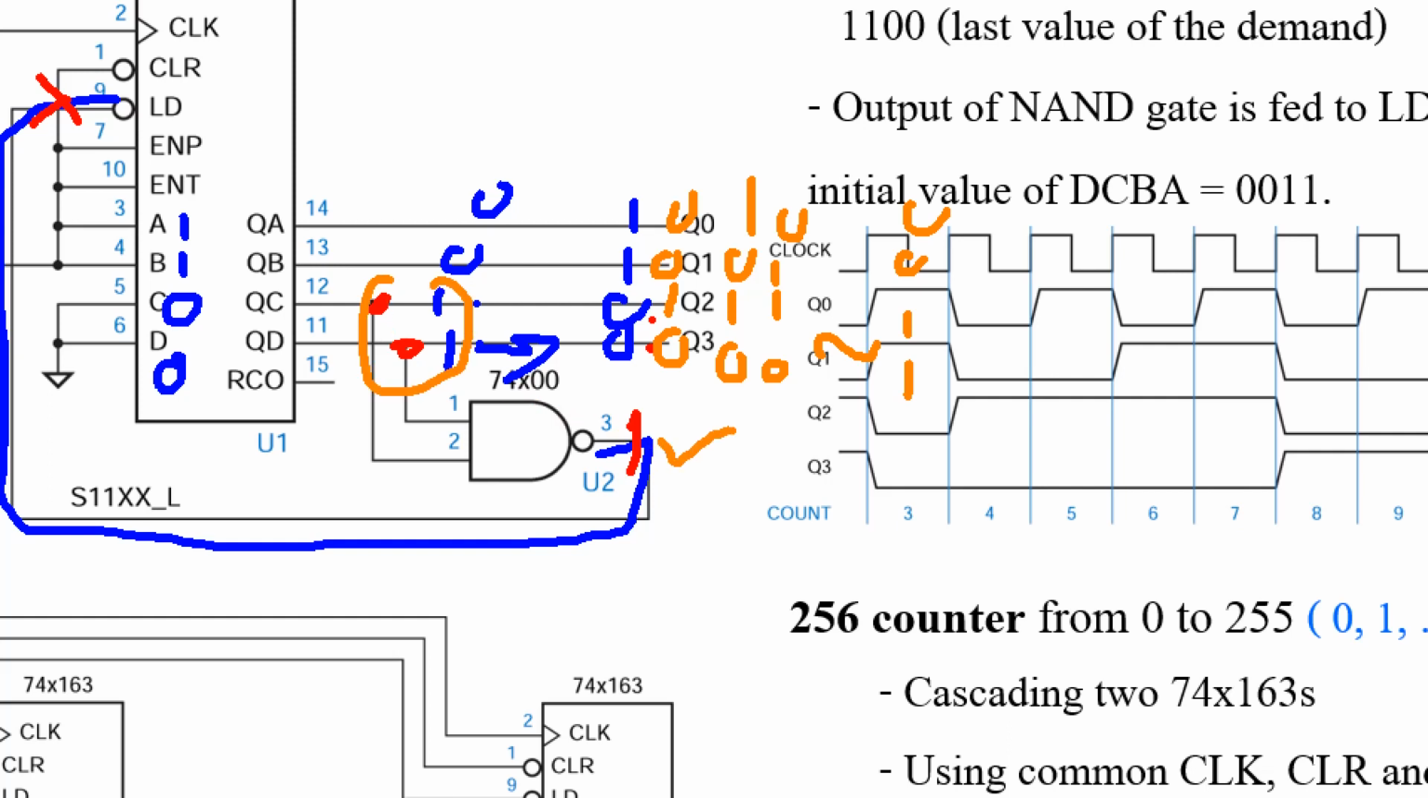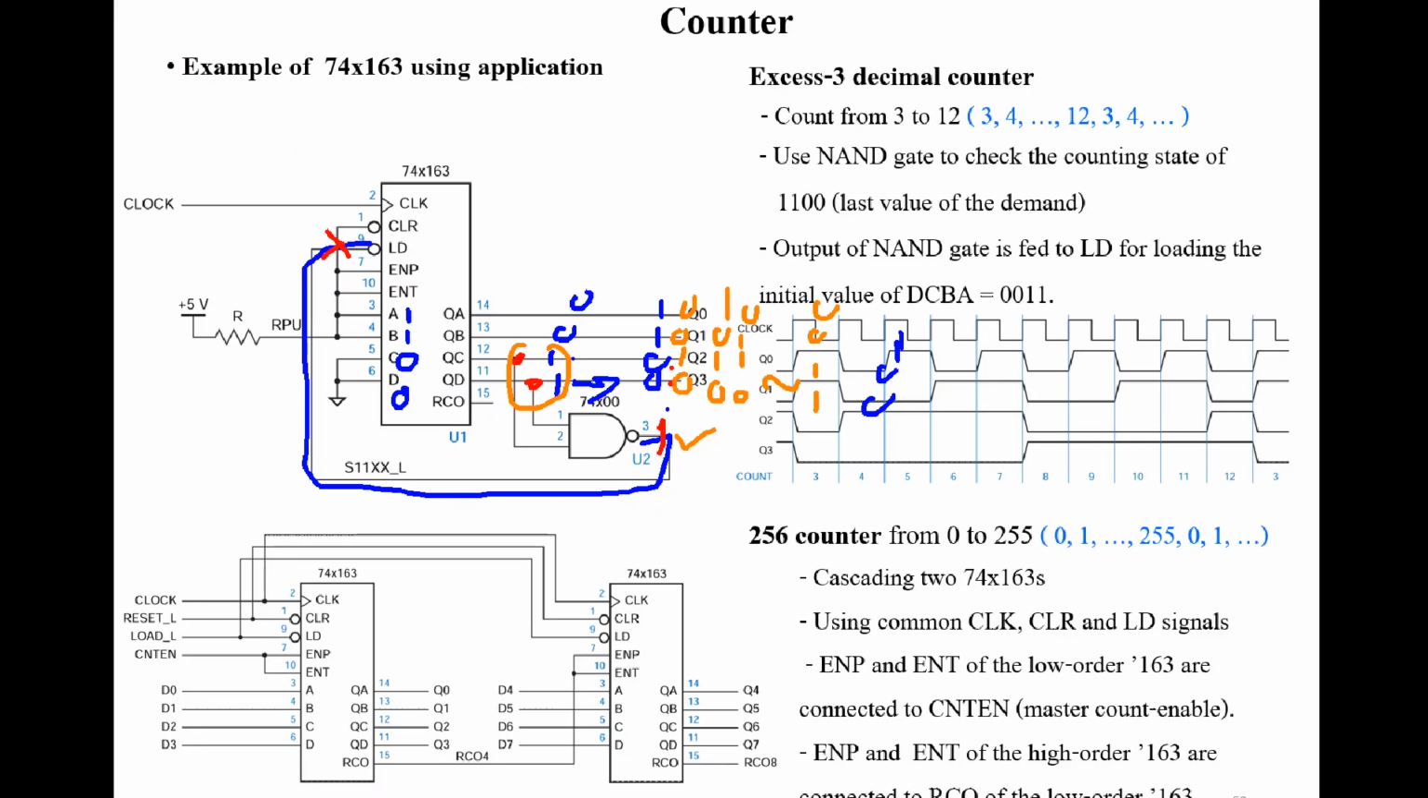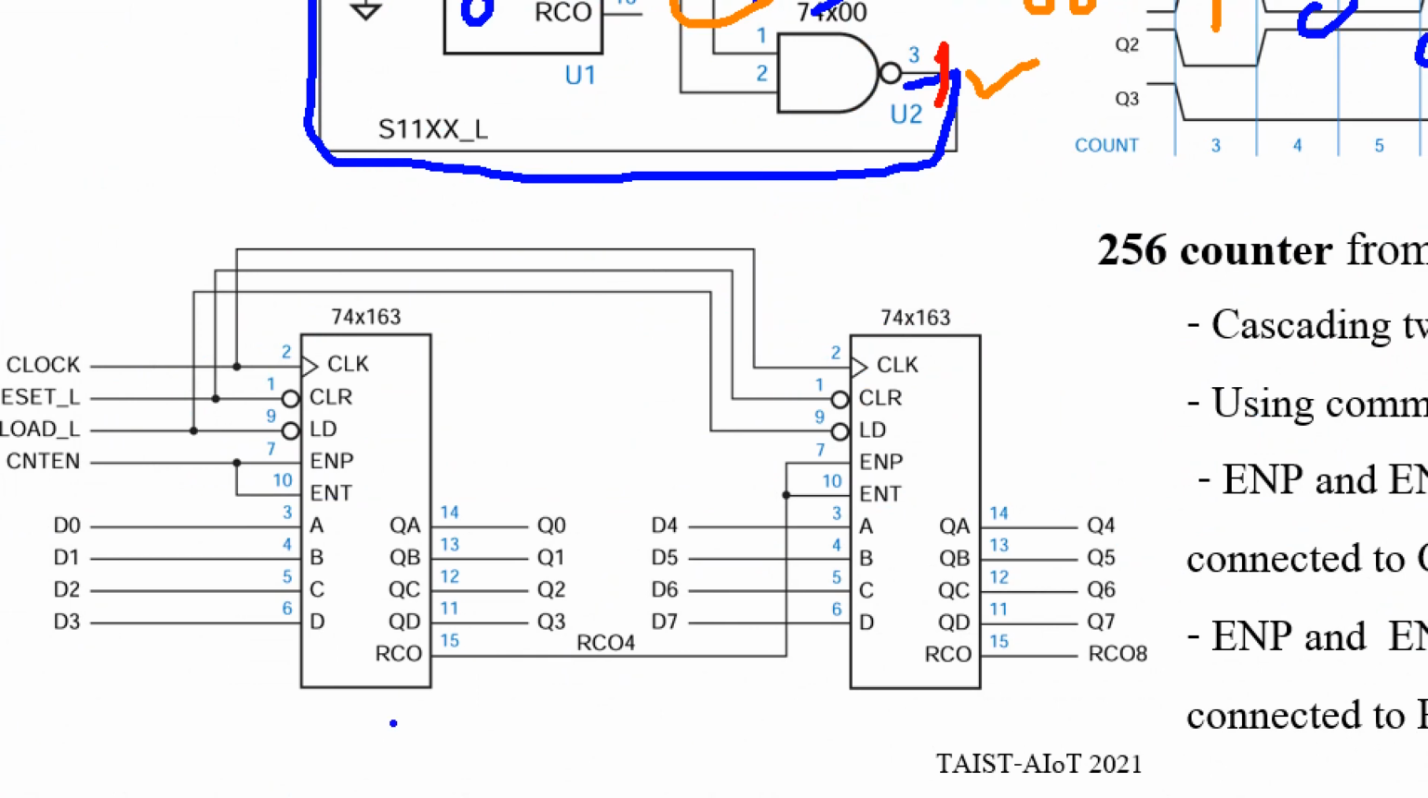This output becomes 1 again, and then we will load the next state from the CBA. Okay, this input goes to 0, 0, 1, 1 again, and repeats this one. So it repeats between 0, 0, 1, 1 to 1, 1, 0, 0, or 3 to 12 in decimal.